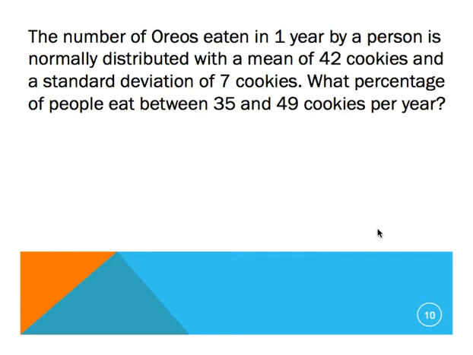Okay, this one says the number of Oreos eaten in 1 year by a person is normally distributed with a mean of 42 and a standard deviation of 7. What percentage of people eat between 35 and 49 cookies per year?